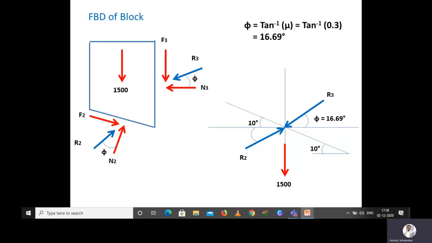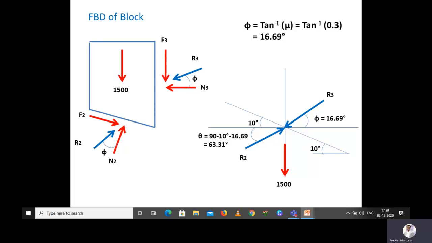And with respect to this particular inclined plane, our normal reaction is at an angle of 90 degrees. So when I am calculating the value of R2 with respect to the horizontal, the value will be 90 minus 10 degrees minus 16.69 degrees. We will get 63.31 degrees. Again, I will repeat how I got 63.31. With respect to the inclined plane, our normal reaction is at an angle of 90 degrees.